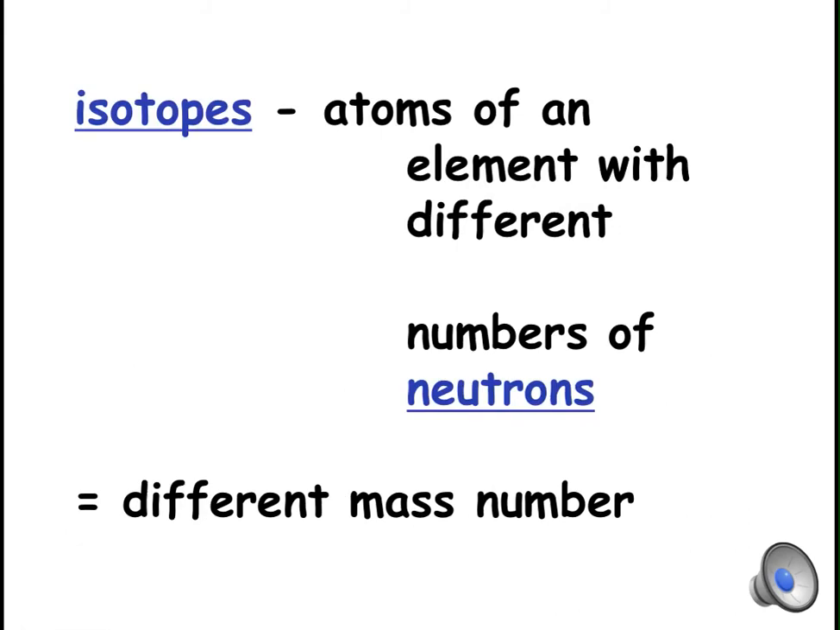However, there are atoms of an element with different numbers of neutrons, and we call those isotopes. So every atom of an element has the same number of protons, but may have different numbers of neutrons, and those make isotopes. And we said that the protons and neutrons, or the mass of the nucleus, gives you the mass number. So if we have different neutrons, we have a different mass number.